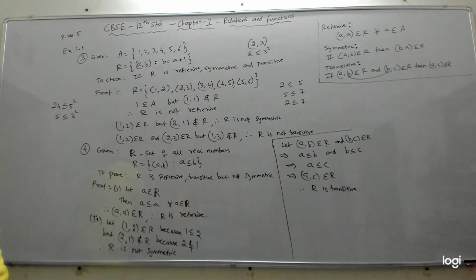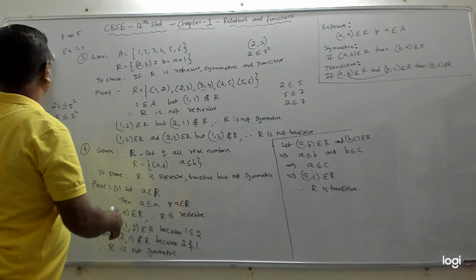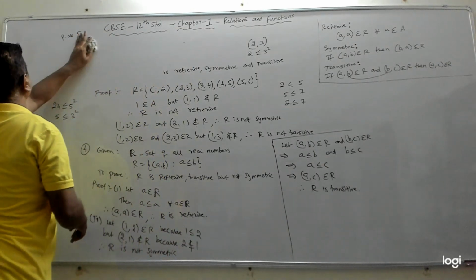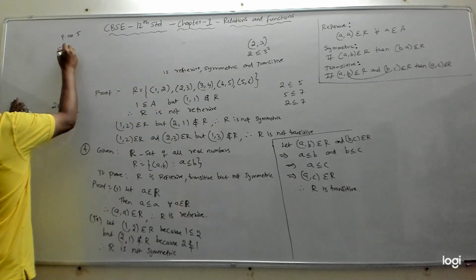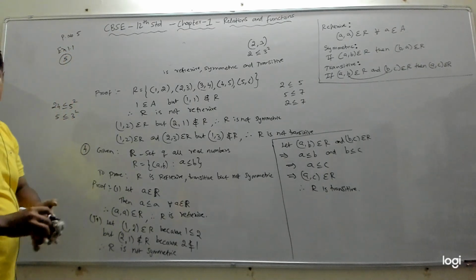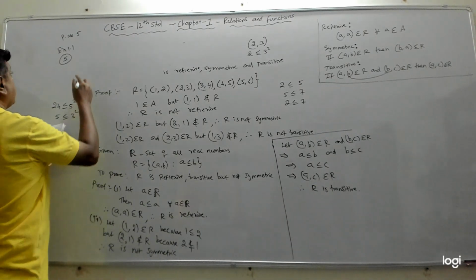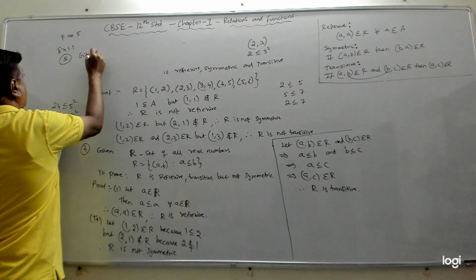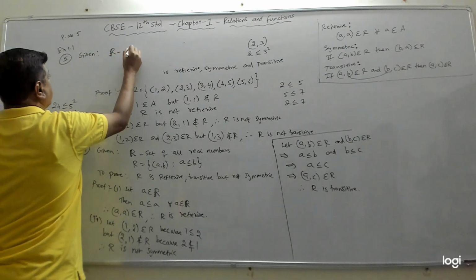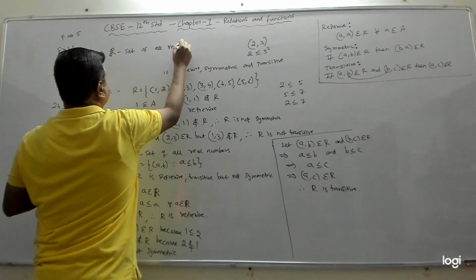So now let's go to the fifth problem. All of you pause the video and take the notes. I am erasing this. We are still doing exercise 1.1, fifth problem from the textbook. So what is given? Again, a relation on R, where R is the set of all real numbers.